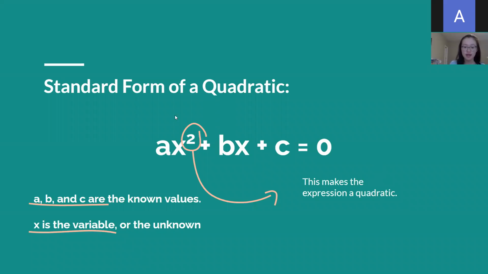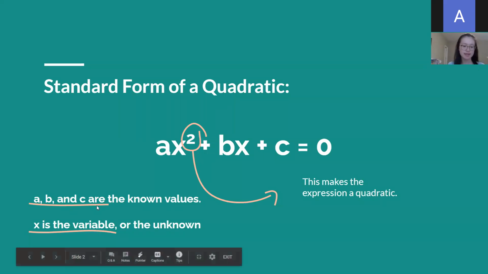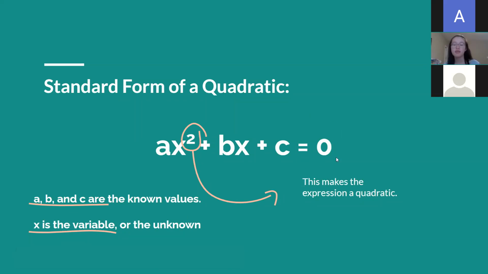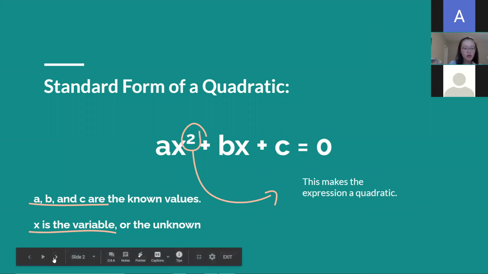So in this expression, A, B, and C are the unknown values. And then your X is the variable or the unknown. So where you have the 0 would also be like the Y, basically. It's okay, don't worry about it. Yeah, that's pretty straightforward.